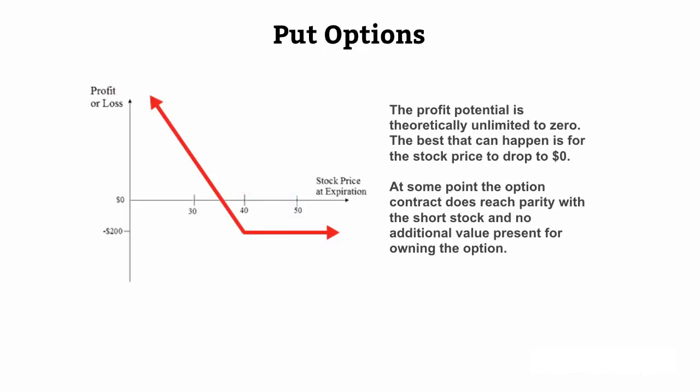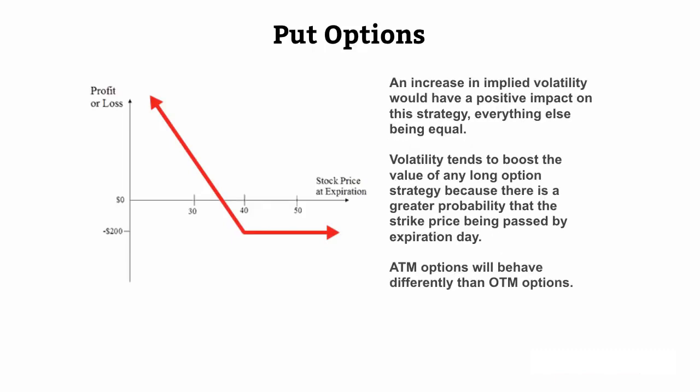Okay? So again, profit potential is theoretically unlimited, just to zero. Obviously, the stock can only drop to zero, so we have unlimited, and you'll see unlimited in a lot of places, but it's really to zero. You can only make as much money as the current value to zero. At some point, the options contract does reach parity with the short stock, meaning there's no additional value present in owning the option. That's usually if the option goes very deep into the money, and then at that point, every dollar move down that the stock makes, the option value goes up by $1 as well.